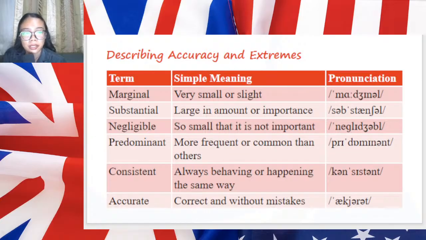Next is predominant. Again, predominant. It is more frequent or common than the others. That is predominant. You can think of the most noticeable or strongest element. So when one element is predominant, it is like the most widespread, the most powerful, or the most influential among a group. It stands out as the leading or most common factor.